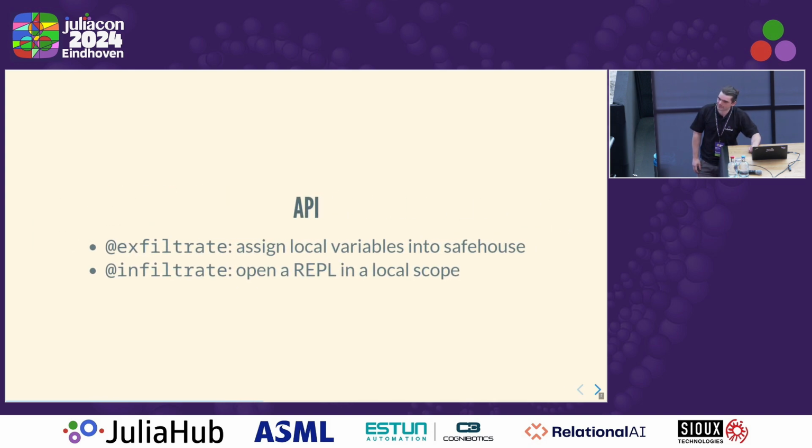All right, let's talk about Infiltrator.jl. It has a fairly simple API. There are two main macros, @exfiltrate and @infiltrate. Exfiltrate, well, it exfiltrates local variables from a scope into a safe house, which essentially is just a module. And @infiltrate smuggles a REPL into a local scope, so you have interactive code execution there, and have access to every binding in the local scope, as well as the module scope it lives in.